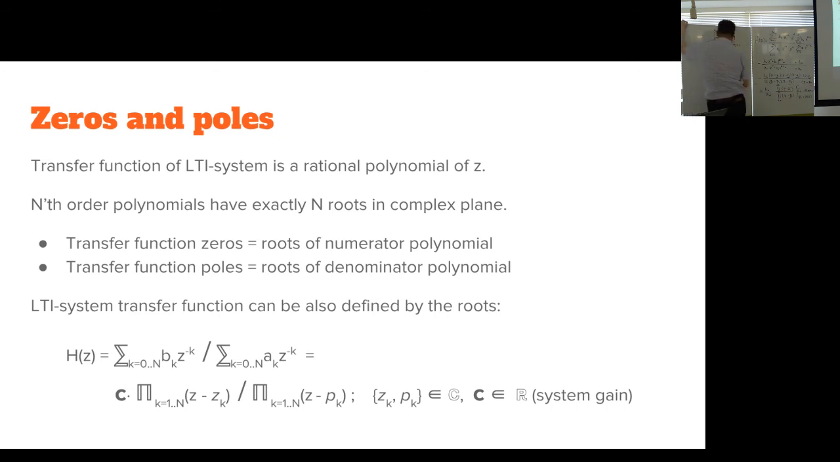That angle omega there is actually defined as 2 pi times the frequency divided by the sampling rate. So the real frequency is actually directly proportional to this angle.